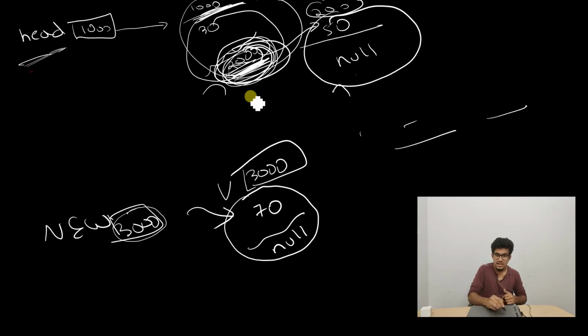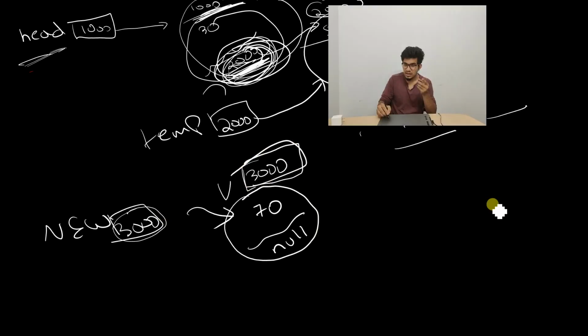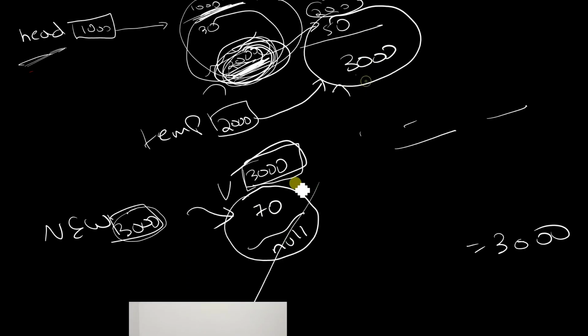Now temp is containing the 2000 address. It is pointing to this. Now what should happen? Understand here. What should happen is this 3000. So let me write in the number way here. 3000 has to be stored here, so that this link can happen. Agree?